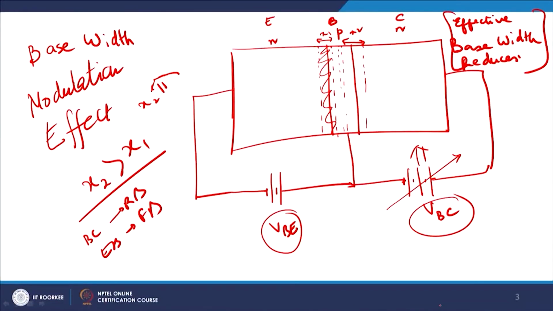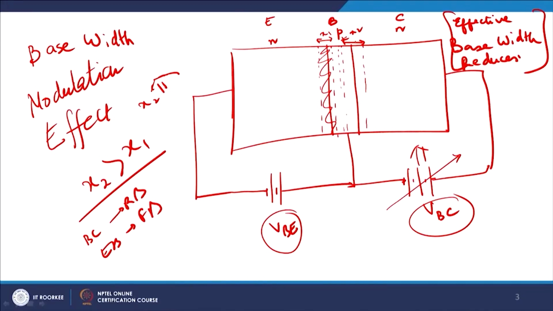What will happen therefore is that as you increase the value of VBC, the base to collector voltage, since it is a reverse bias voltage, as you make the base to collector voltage go higher and higher, the depletion width on the base to collector region will also increase. As a result, the depletion width on the base to collector junction will eat away into the active area of the base.